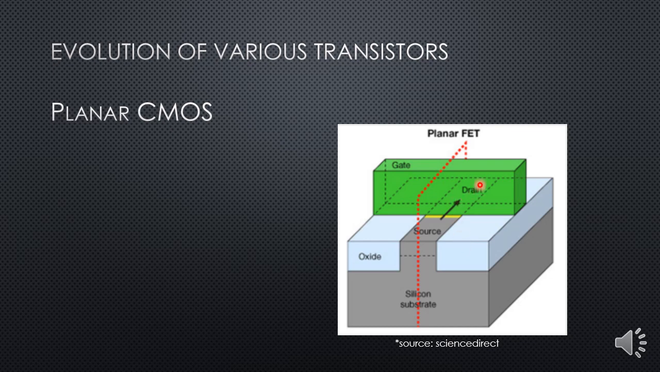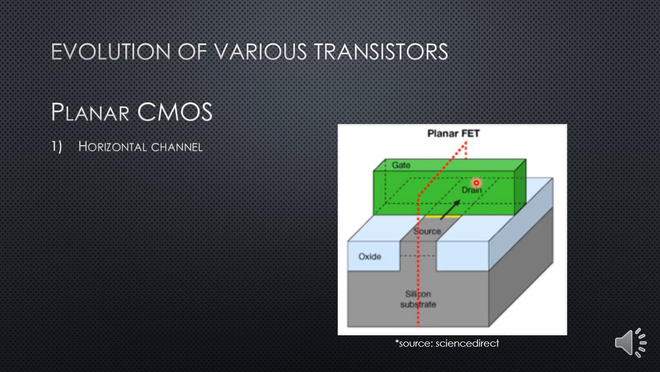Whenever you apply some potential to the gate, the channel will be formed underneath it, in between source and drain, and it enables transfer of electrons from the source to drain. That's where we say the switch is on. CMOS is acting as a switch here. When the potential applied to the gate is greater than the threshold voltage, only then can we say the channel is formed underneath and the transfer of electrons is happening.